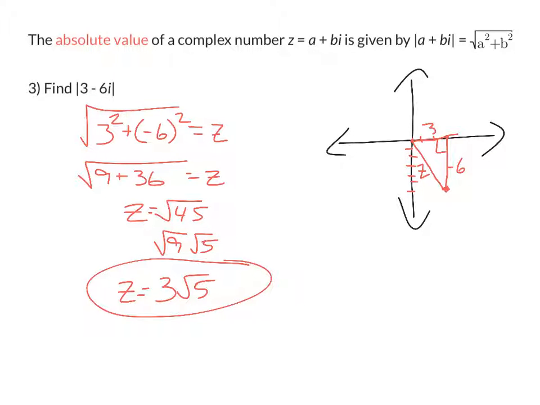So the absolute value of 3 minus 6i is 3 times the square root of 5. It's also the distance from (0, 0) to the complex number 3 minus 6i. Okay, so that's your crash course on the complex plane. For now, we are done.